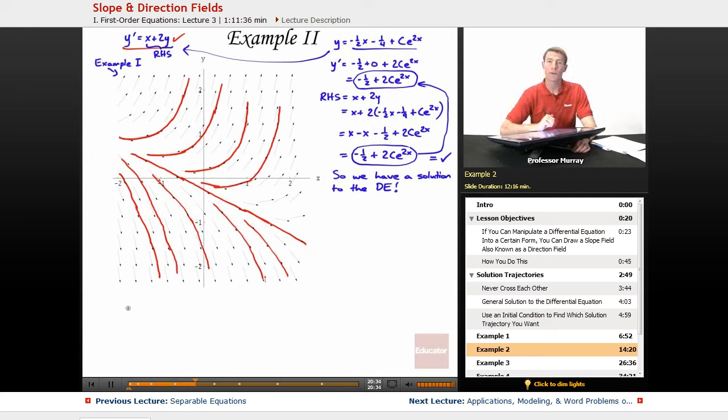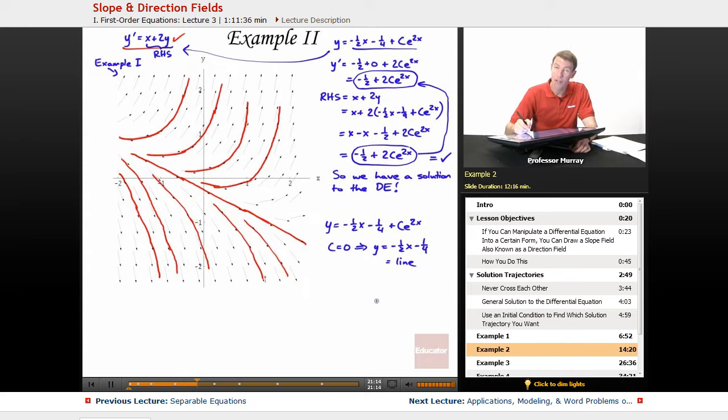And then the last thing we were asked to do is identify which of the solution trajectories correspond to which values of c in the differential equation. So let me write the general solution one more time. Y equals negative 1/2 x minus 1/4 plus c e to the 2x. Now, let me plug in some different values of c here. If I plug in c equals 0, then I just get y is equal to negative 1/2 x minus 1/4. That's a line.